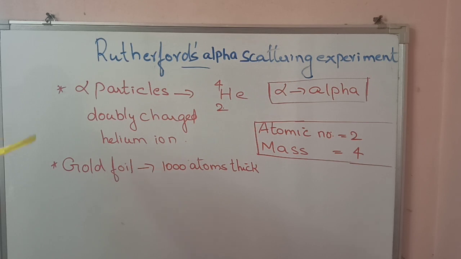It is a doubly charged helium ion. He selected a gold foil because he wanted as thin a layer as possible. This gold foil was only about 1000 atoms thick. Let us see Rutherford's alpha scattering experiment.